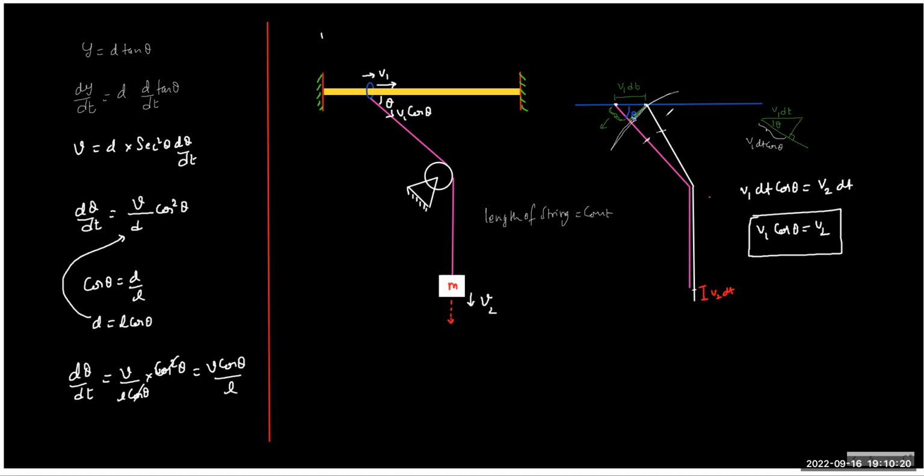If this is theta angle, after some time, this is theta plus d theta. And from the property of triangle, we all know, if you look at that triangle ABC, theta plus d theta is which angle? Exterior angle, yes or no? Yes, sir. And from triangle property, the exterior angle is equal to how much?